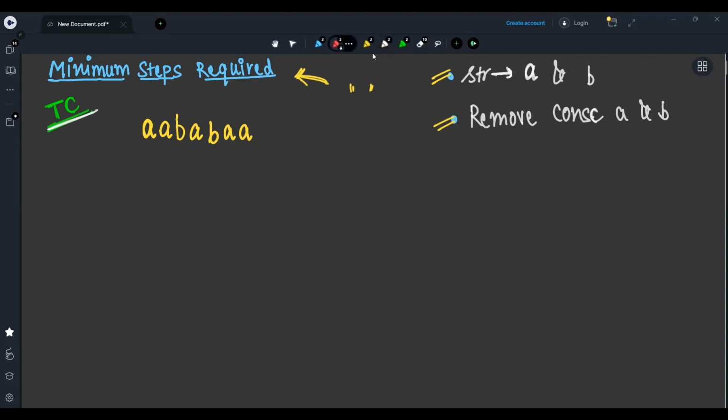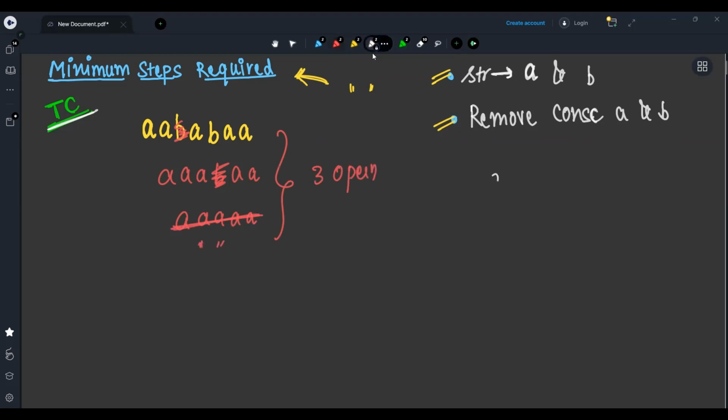Now, let's say I remove this B. This will become AA, B, double A. Let's say I remove this B again. This will become triple A, again 2A. Now I remove this full group of A. I will take only 3 operations to make the string empty. So this is our answer.